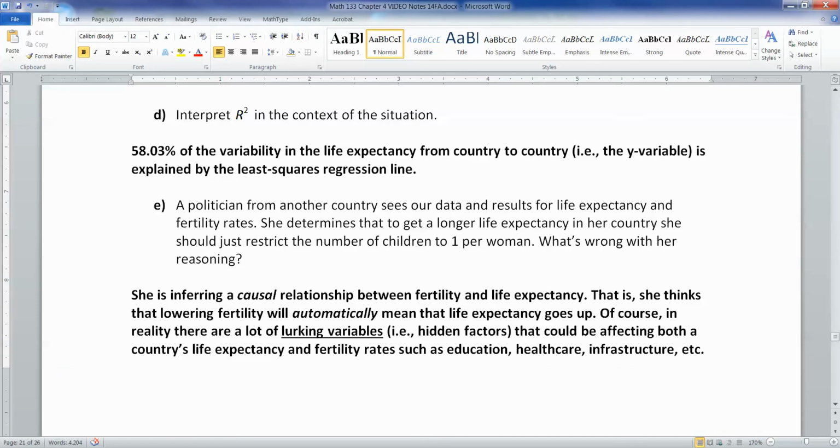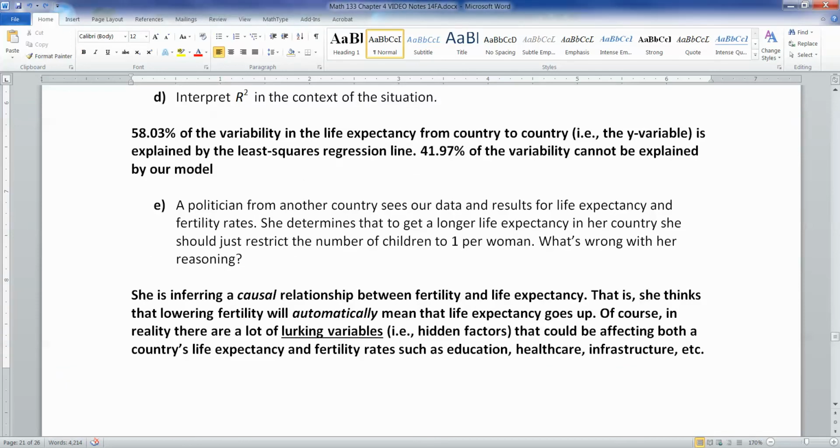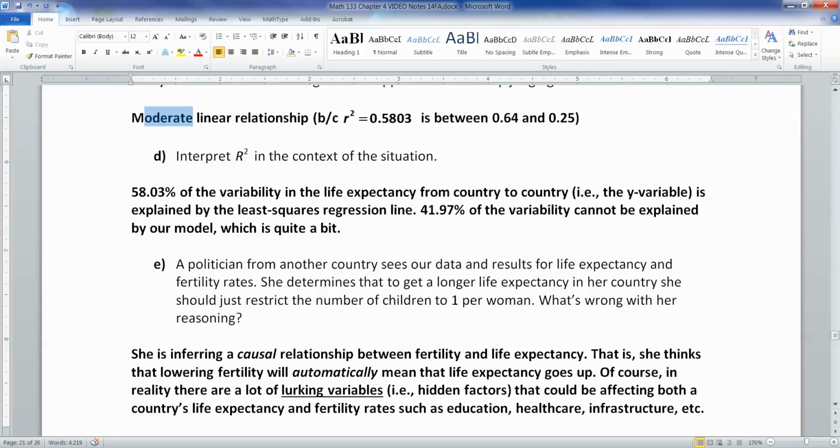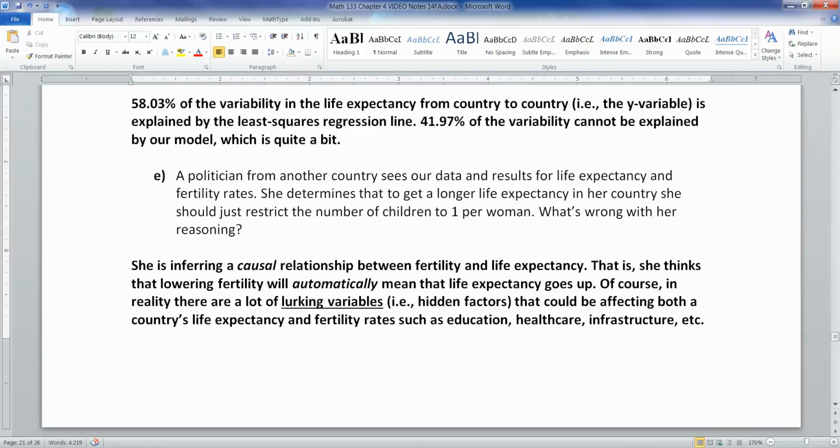All right, let me put in that 42% business right here. There we go. 41.97% of the variability cannot be explained by our model, which is quite a bit. It's not tons and tons, but that's why it's only a moderate relationship, because there's quite a bit of variability here that we can't really figure out. And again, it's mostly due to these lurking variables and other things that could be affecting the results here.